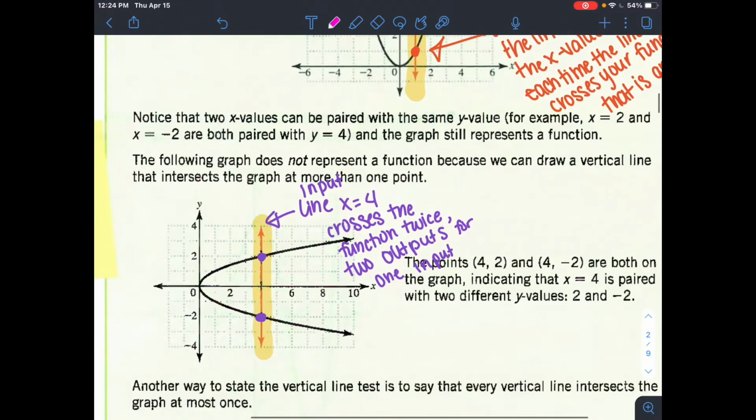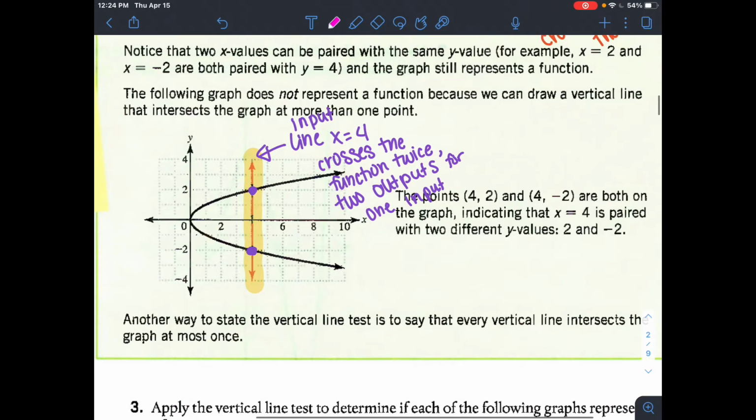So looking at something that does not pass the vertical line test, again, I draw my line. My line represents my input. My input in this case is x = 4. It crosses the function twice. So meaning that when x = 4, I could get out a 2 or a -2. And in this case, that doesn't make sense. I can't get out 2 numbers for 1 input. So this fails the vertical line test. The graph just has to fail once in order for it not to be a function.